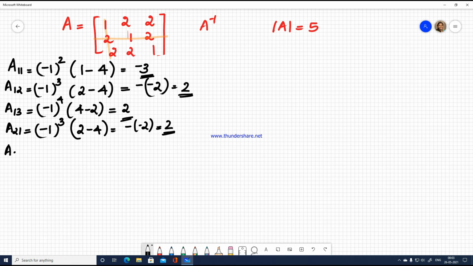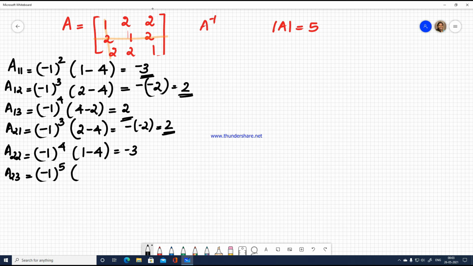Now A22 is equal to minus 1 raised to 4. Then you cover this particular column and the row. So it will be 1 minus 4, you get it as minus 3. Now A23 is equal to minus 1 raised to 5. Then you cover this particular column.